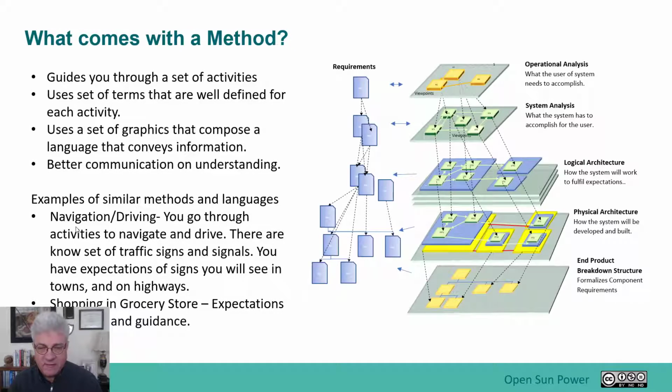Examples of similar methods and languages that you may think of is just navigating and driving. As you go through the activities of navigating and driving a car, there are a set of known traffic signs and signals. You have expectations of the signs you see in towns and on highways. It helps you drive a vehicle better because there's a known expectation of what you're going to encounter when you go down a highway. Another one is shopping in a grocery store. There's expectations of signage and guidance. And that basically helps make easy the method of basically going shopping or driving.